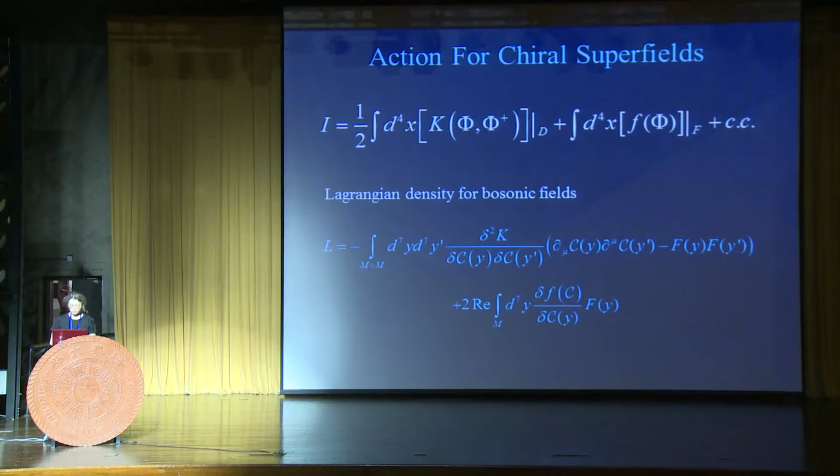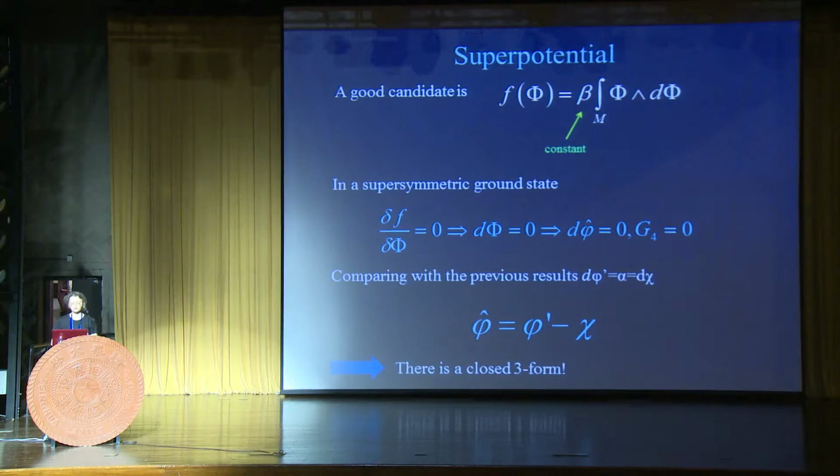The next simple thing we can do is pick a superpotential, and there's actually just one choice, phi d phi. So in a supersymmetric ground state, the variation of f vanishes, which tells us that d phi hat is 0 and g4 is 0. Not the game we are playing here.